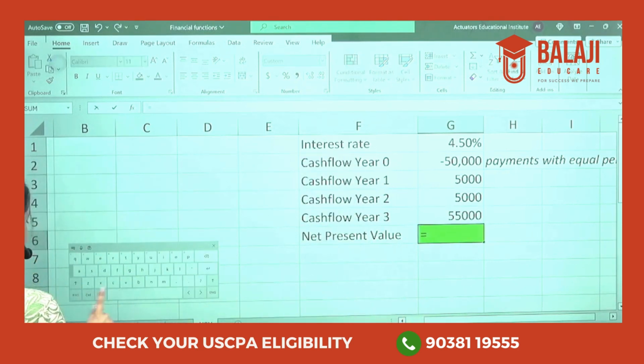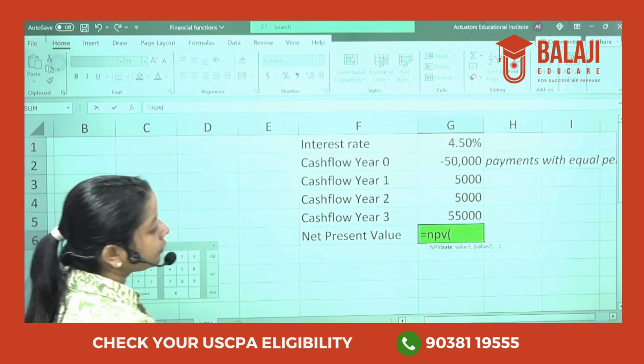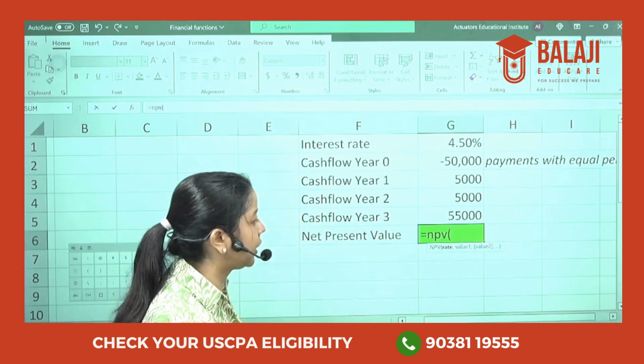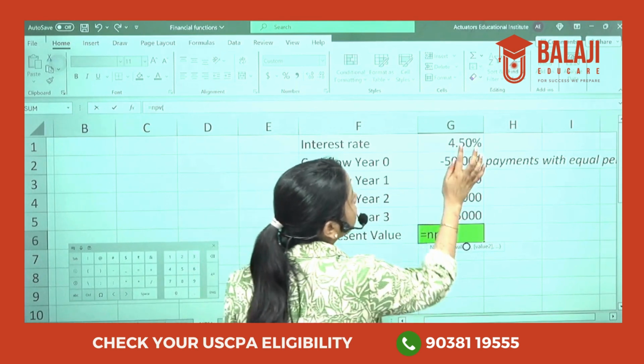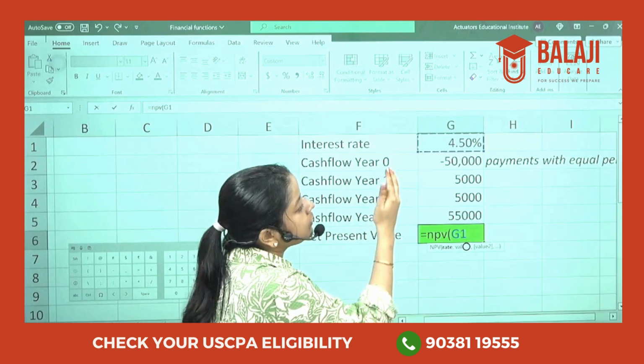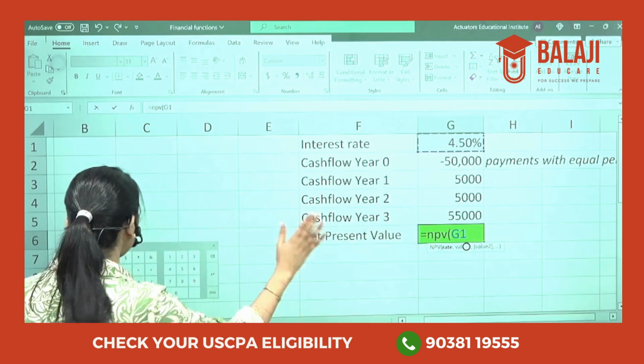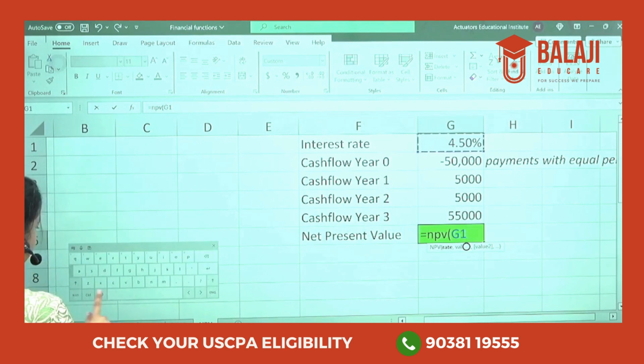We start by writing the function NPV and open the bracket. The first argument that it wants is the rate. Always remember the rate should be the rate per period. In our case, we are dealing annually, so this 4.5% is the per annum rate. We don't have to divide this by anything else.